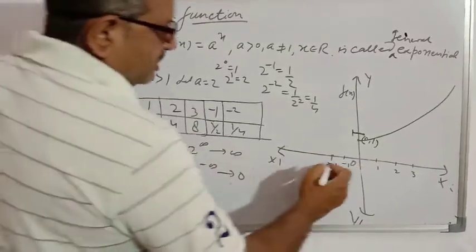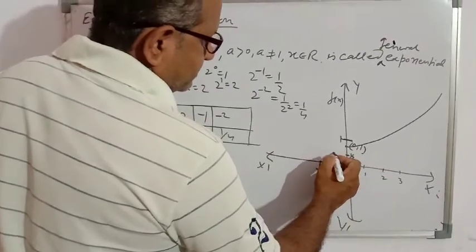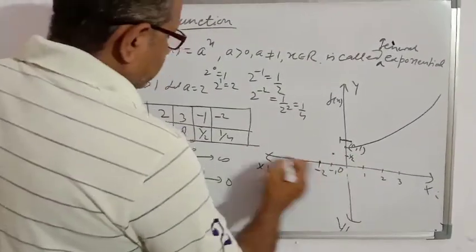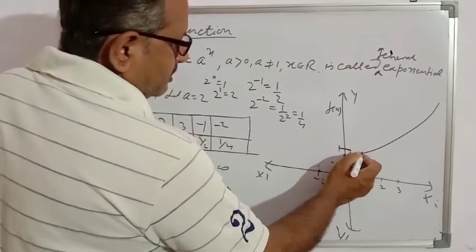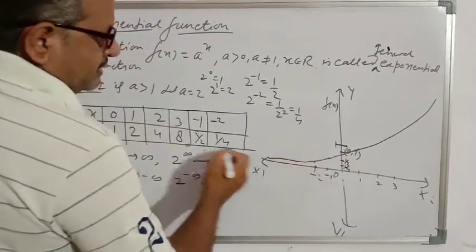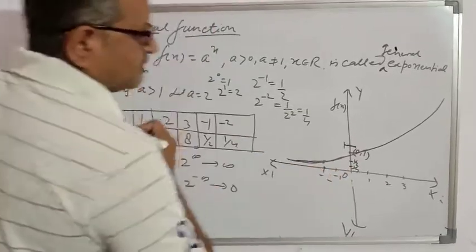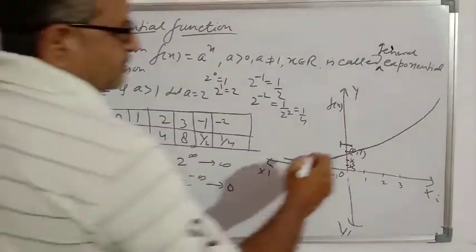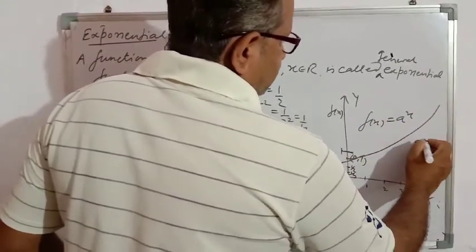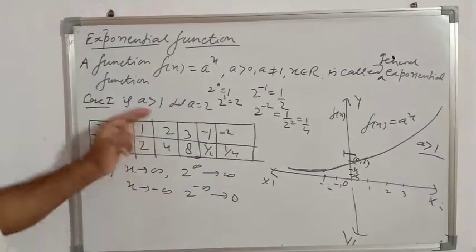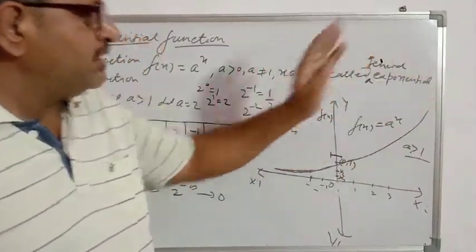At minus 1, value is 1 by 2, so we will get a point here. At minus 2, value is 1 by 4, again less, so we will get this value. So our graph will be like this. So it is the graph of f(x) equal to a to the power x, where a greater than 1. As x increases, f(x) value also increases.